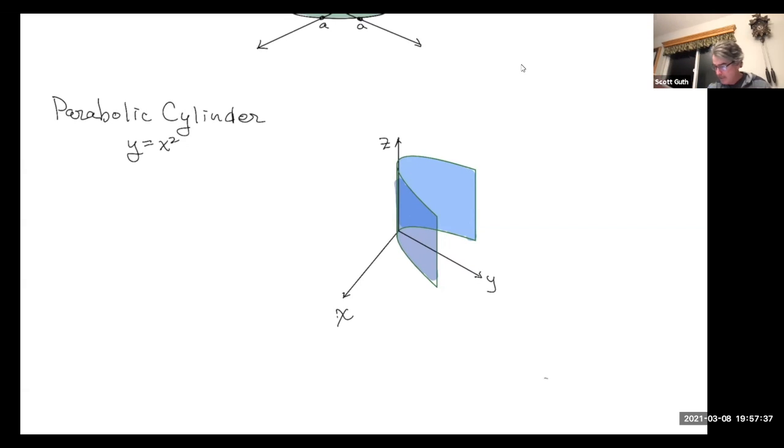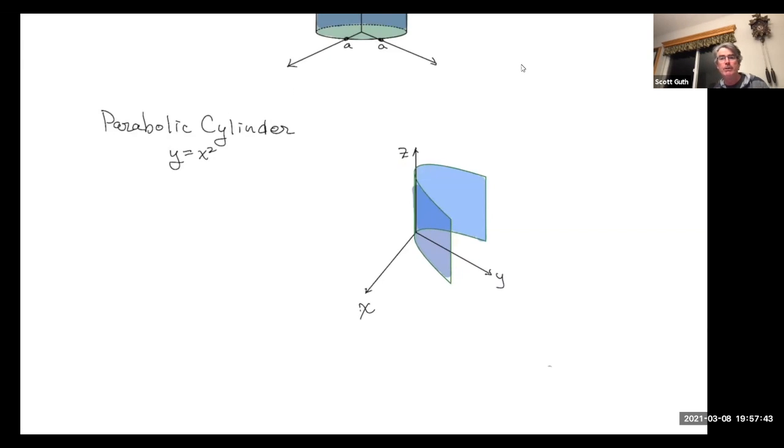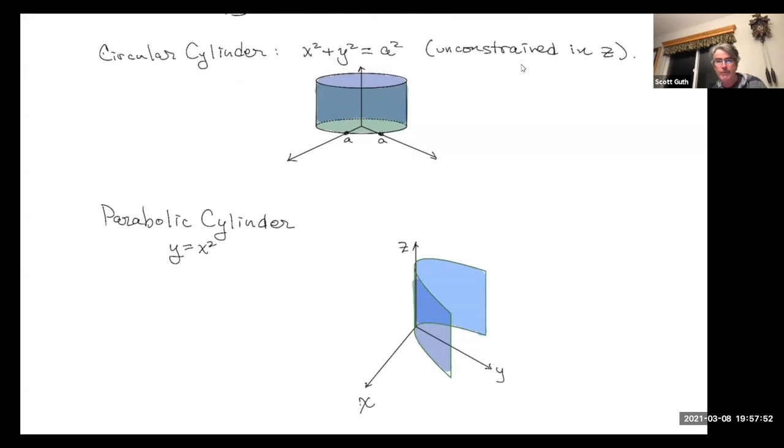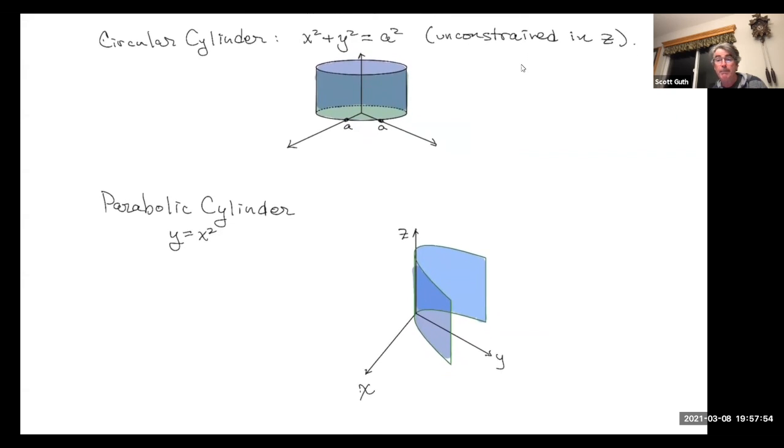Okay, any questions about that? That's a parabolic cylinder. You can have any kind of cylinder. It's just an equation in 2 variables. And you guys are real experts at equations in 2 variables. So there's not much else to say. You just extend it along the 3rd axis. Okay, any questions about that?